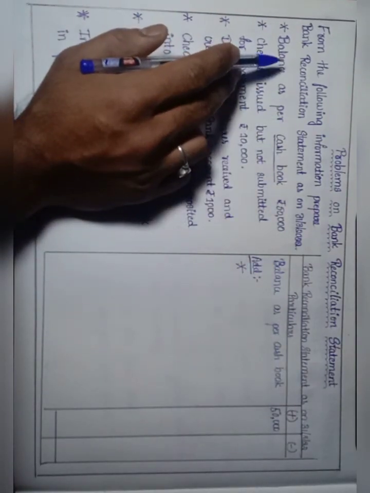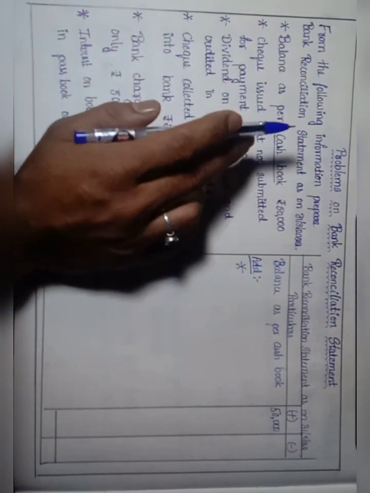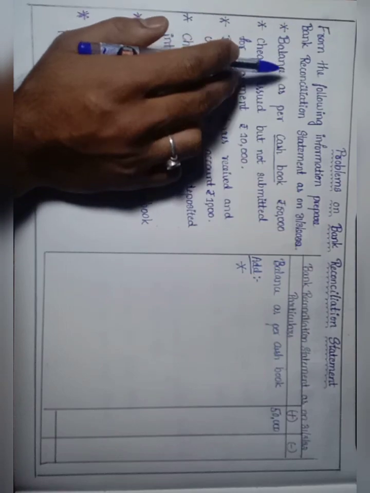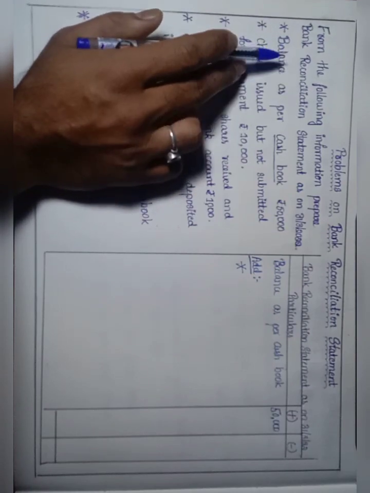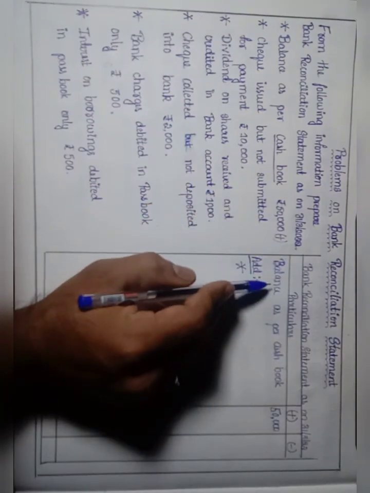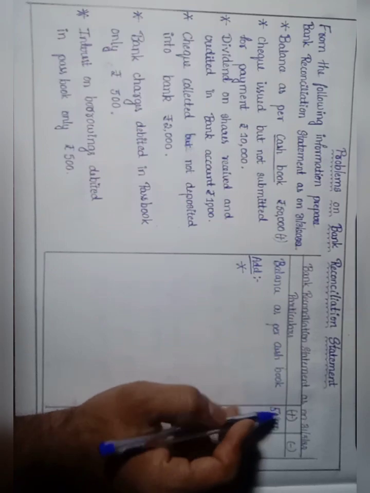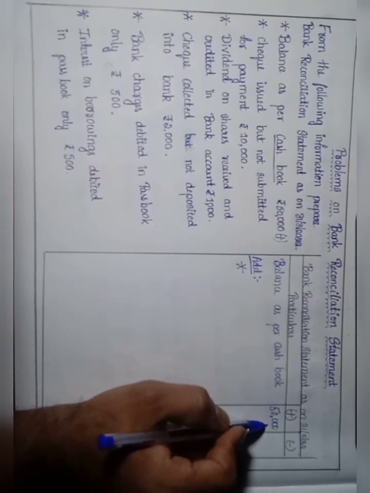So first one, they have given the balance as per cash book. It is as per cash book and they have not mentioned whether it is favorable or unfavorable. So we need to consider it is favorable, meaning positive balance. Balance as per cash book is positive, so we need to take it in the positive column, that is 50,000.